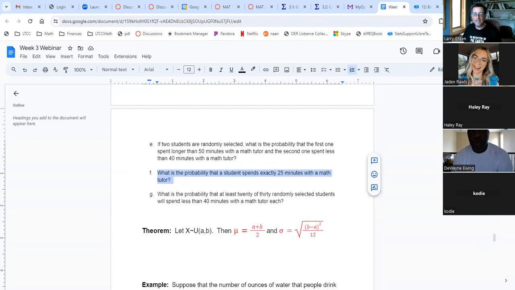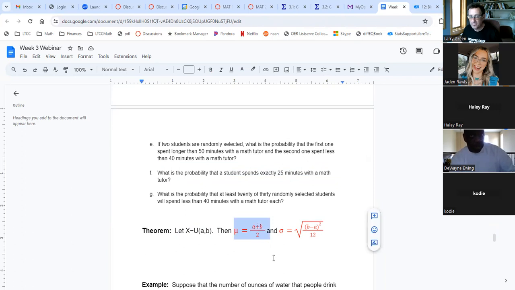And here's a big formula. If x is uniformly distributed between a and b, then the mean, remember mu, is equal to a plus b over 2. That we already talked about. Add them up, divide by 2. And the standard deviation, remember that was sigma, is the square root of b minus a quantity squared over 12.